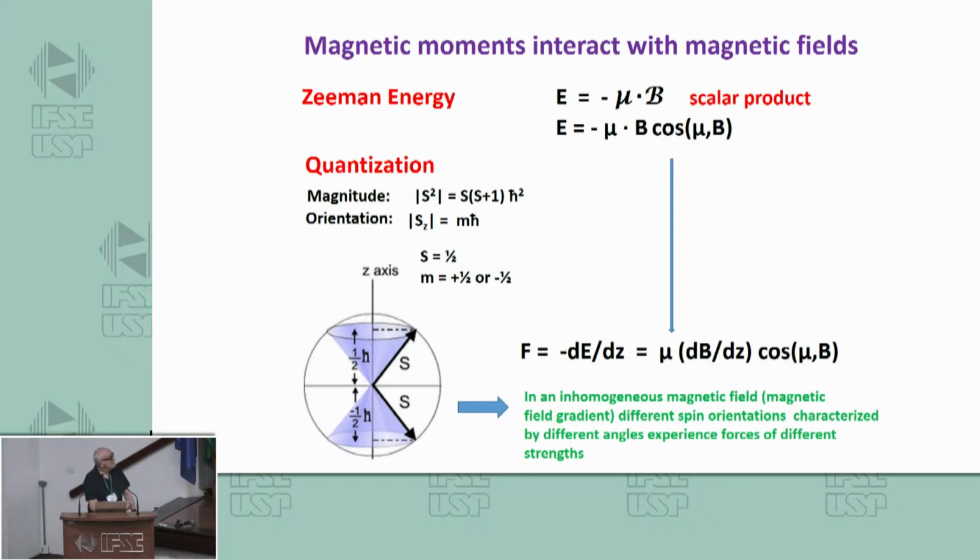So it's the absolute value of the magnetic moment times the absolute value of the magnetic field times the cosine of the angle between the magnetic moment and the magnetic field.